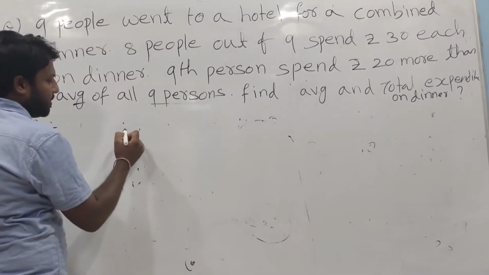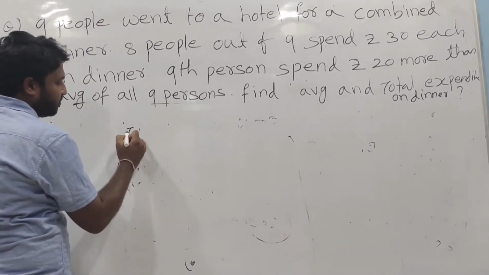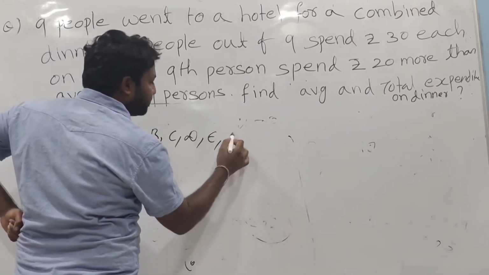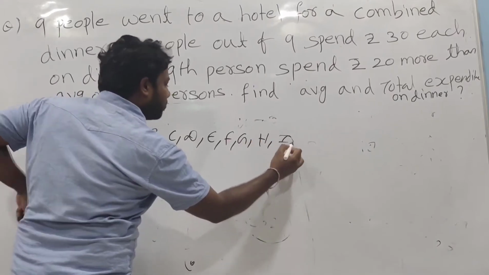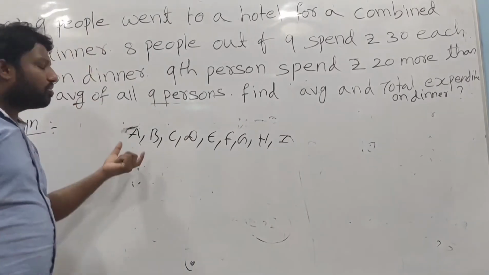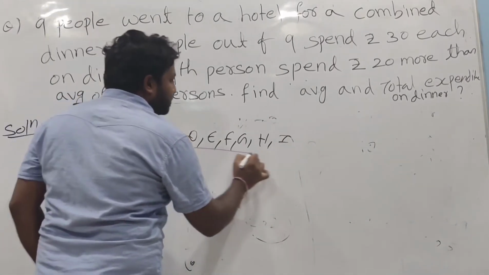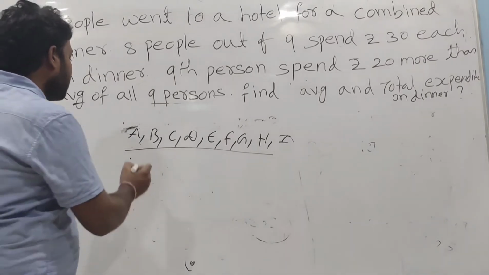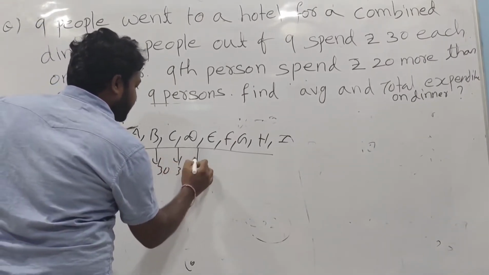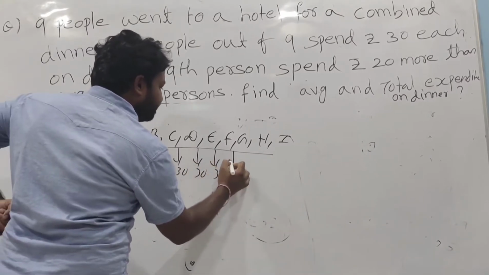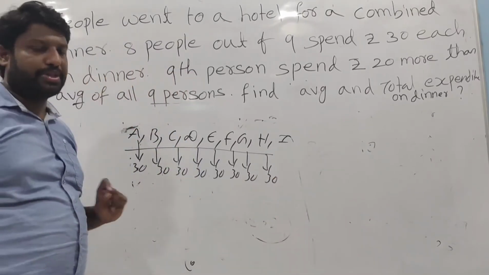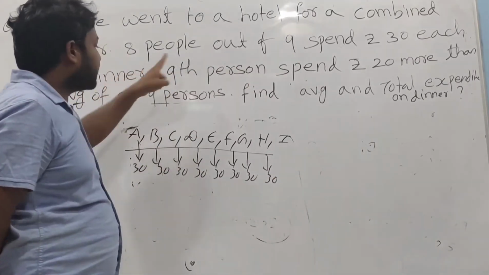Now see this, total 9 people are there. I am taking the people names as A, B, C, D, E, F, G, H, I. Total 1, 2, 3, 4, 5, 6, 7, 8, 9. Total 9 people are there. Out of these 9 people, 8 people, how much have they contributed? Each person contributed 30, 30, 30, 30, 30, 30, 30, 30. Each of the 8 people contributed 30.